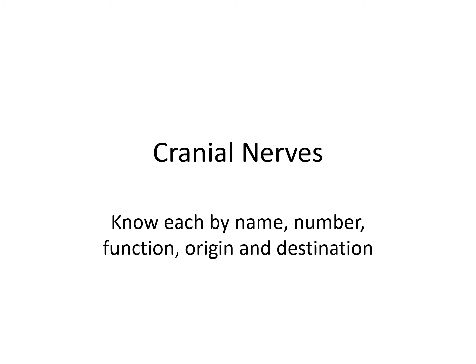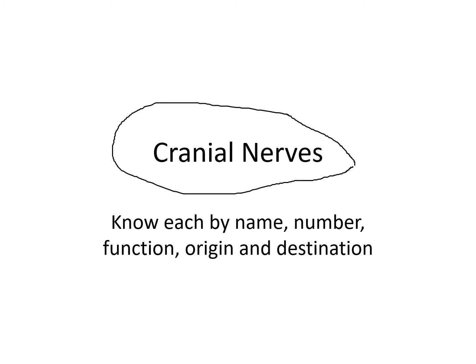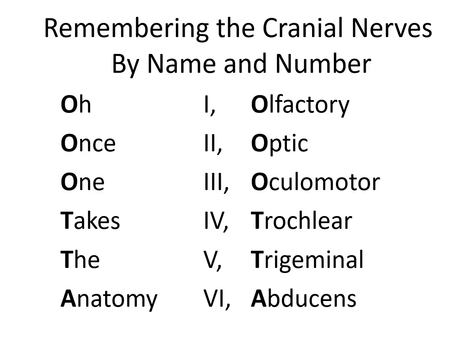Finally, a major means of communication from the brain are the cranial nerves. And you're going to have to know each one by name, number, function, origin, and destination. Now, there are some easy ways of remembering the cranial nerves as you learn them. And you've got to know them by name and number.